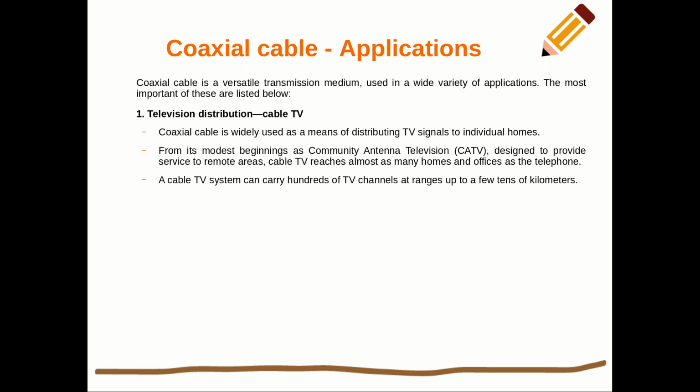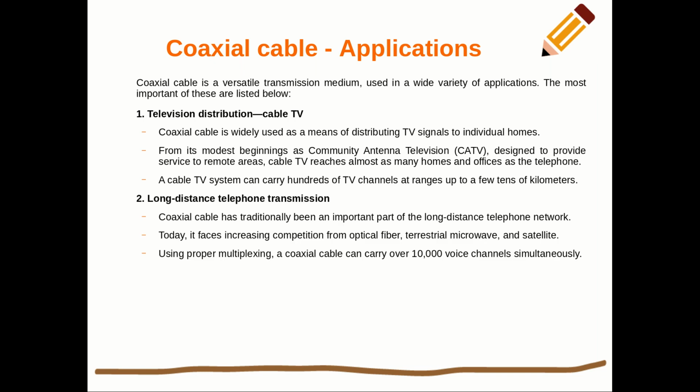Now a cable TV system can carry hundreds of TV channels at ranges up to a few tens of kilometers. So a range of tens of kilometers is provided. After that you can use a repeater or amplifier and extend it further. This is the typical distance a signal can travel without attenuation. And of course, hundreds of channels are communicated through that shared cable TV medium. Coaxial cable.